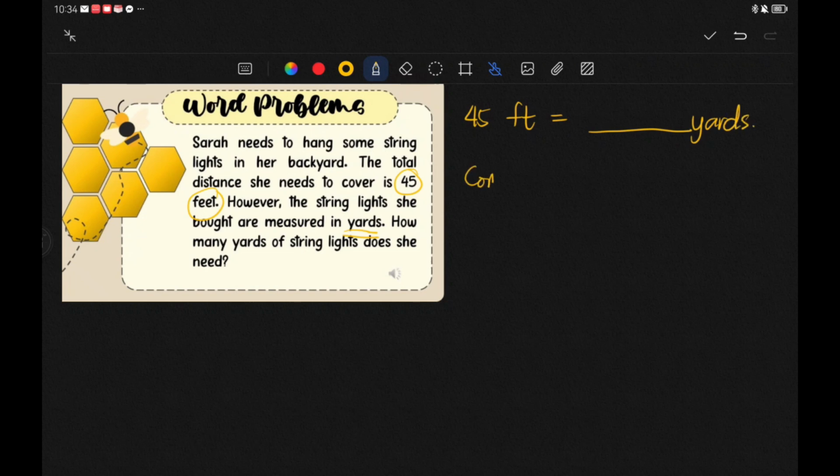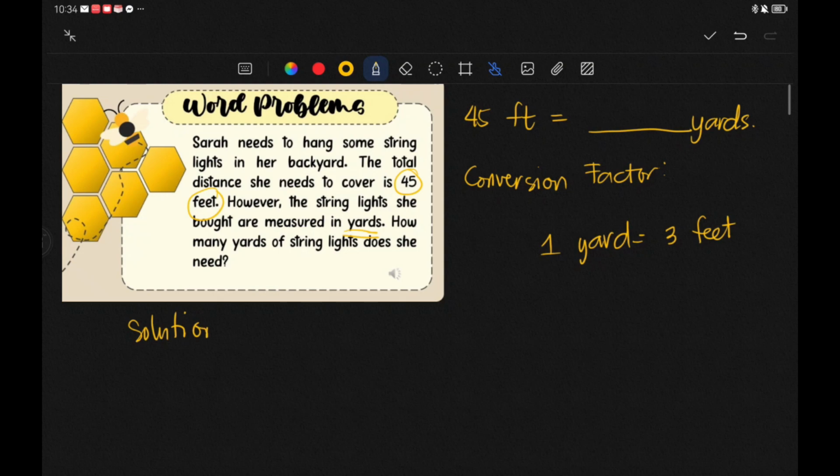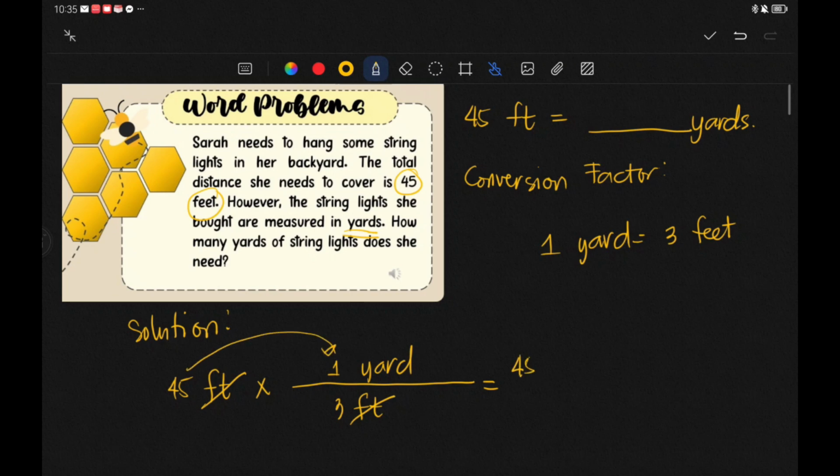So, we need to look for the conversion factor. We need to remember the conversion factor that 1 yard is equal to 3 feet. So, for our solution, that is 45 feet times 1 yard over 3 feet. So, cancel out feet. 45 times 1, that's 45 yards over 3. Now, 45 divided by 3, that is 15 yards. Therefore, 45 feet is equal to 15 yards.